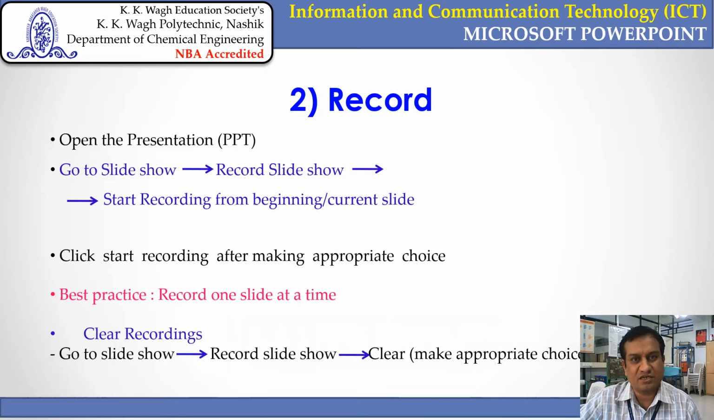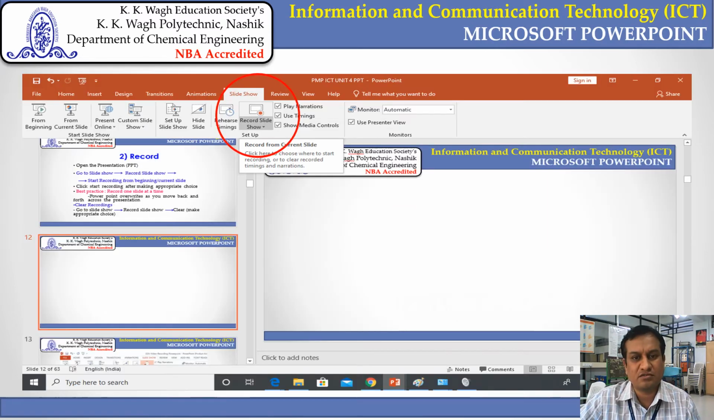So this is the second step, where you can start the actual recording. Go to the slideshow, record slideshow, and start recording from the beginning or the current slide. You can choose options like from the current slide, or from the beginning of the PPT. So let us check how to do that.